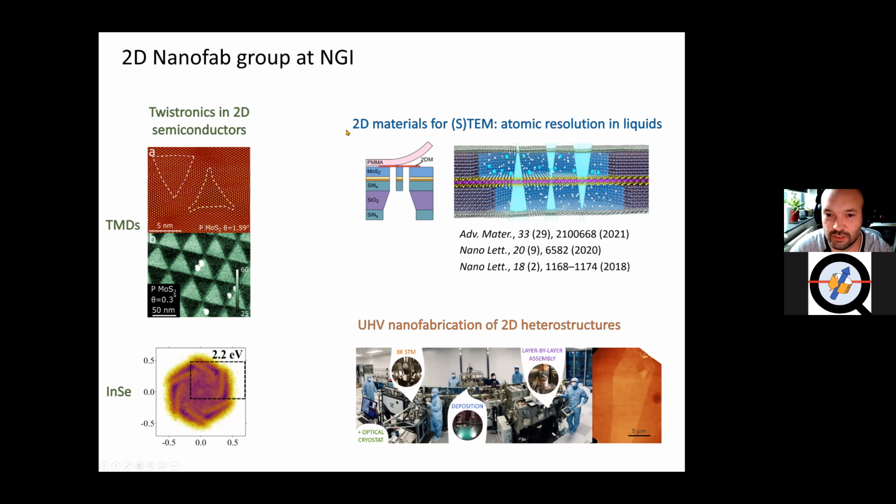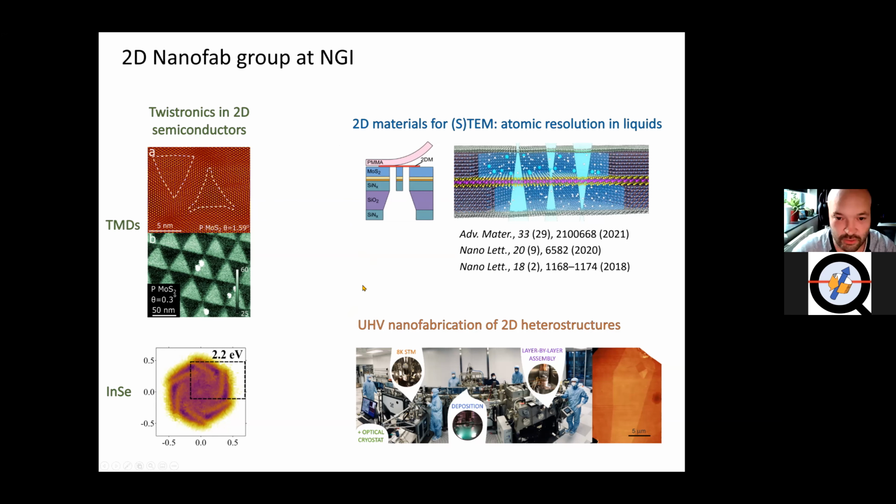The second direction is to do with TEM microscopy and using 2D materials to create small isolated pockets of liquid or some chemical solutions, and then observing reactions in situ in a TEM at atomic level. And the third direction is to do with advancing 2D nanofabrication technology and trying to create layered heterostructures of 2D material in ultra-high vacuum.